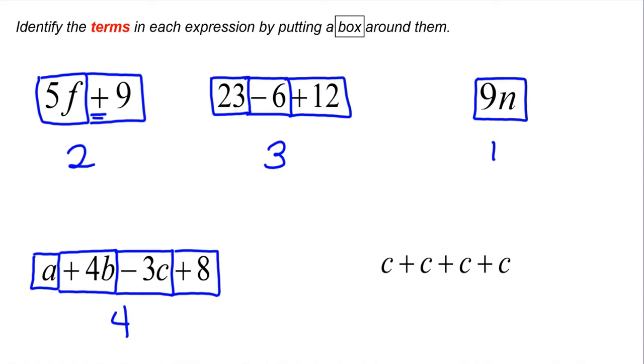And then the last one, c plus c plus c plus c. This also has four terms. This c is the first term. This c is the second term, and I'm going to include the operation in front of it, plus c. The third term is c, including the sign in front of it. And the last term is c, including the sign in front of it. So again, there are four terms in that expression. Identifying how many terms an expression has is the most basic skill you need to have when you're working with expressions. You need to know how many terms something has, and that's a pretty easy way to find out.